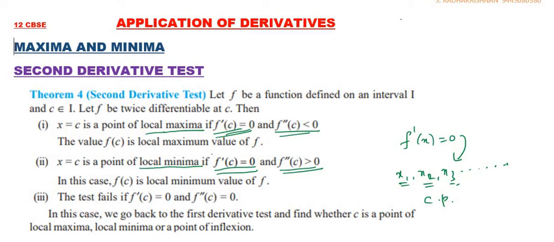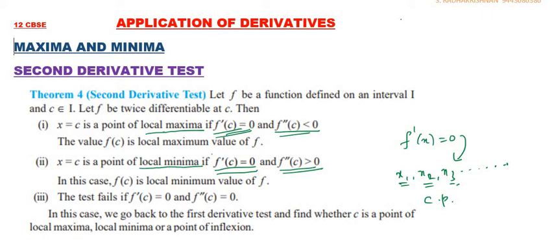Understood? Then what you have to do? Then again we have to go back to the first derivative test to check whether the point is a local maxima or local minima or a point of inflection. Understood? Therefore, even the point of inflection could be found only using the first derivative test. Using the second derivative test, we cannot find whether it is a point of inflection or not. Understood?